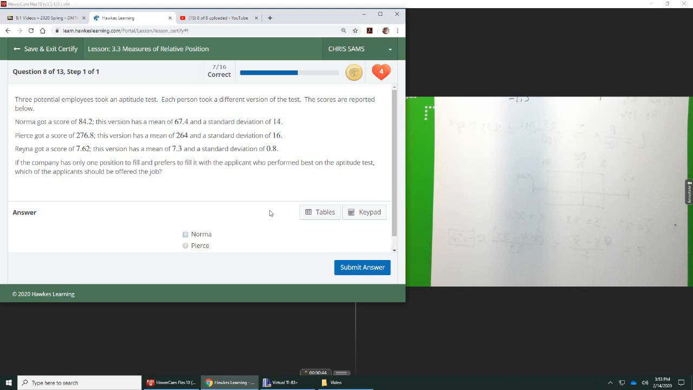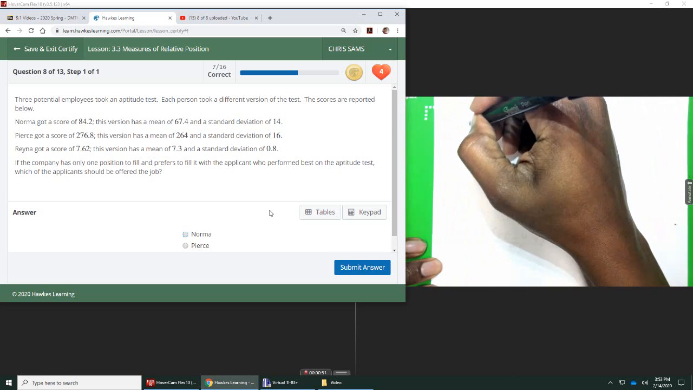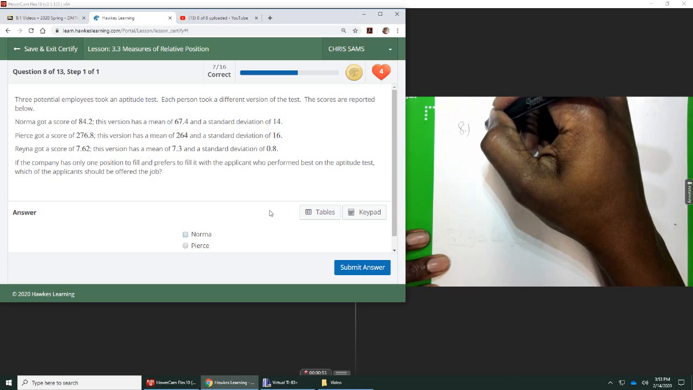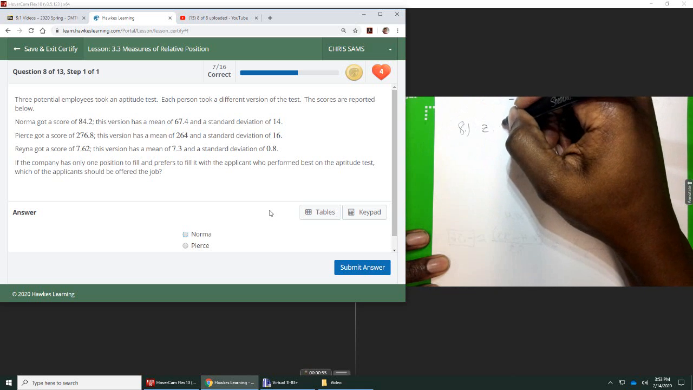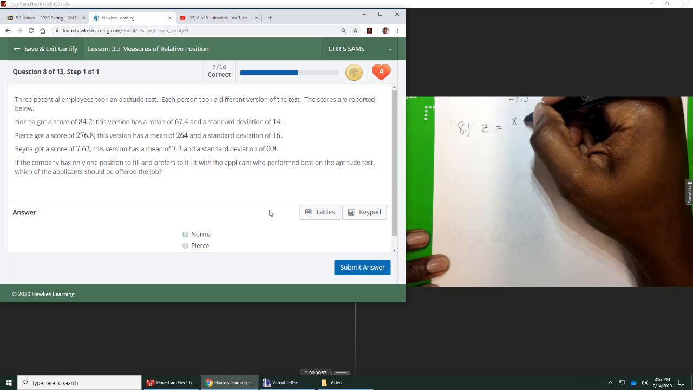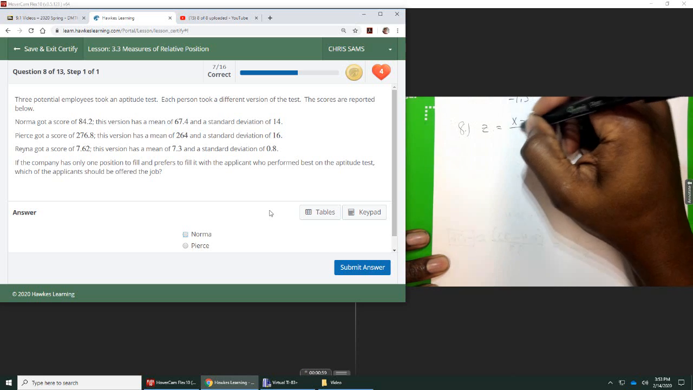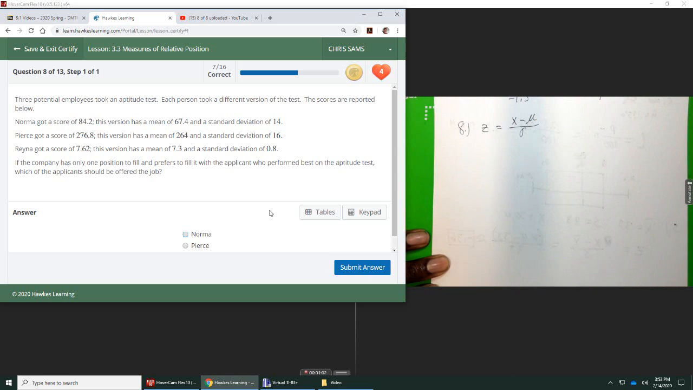Okay, so in order to compare, because they're all different, we want to use the Z-score. Just a reminder, it's going to be very important, so make sure you remember this. Z is equal to X minus the mean divided by standard deviation. We're going to do that for all 3.